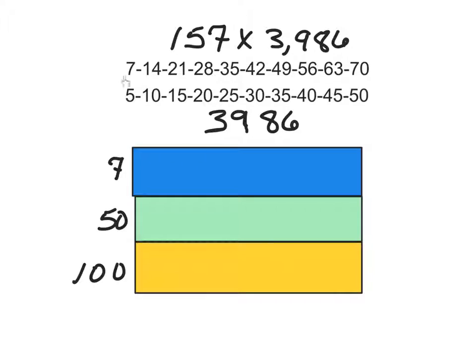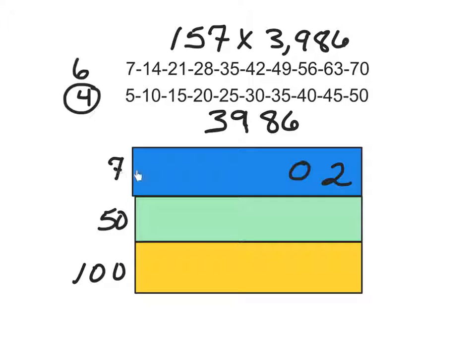Let's rock and roll here. 7 times 6 is going to give me 42. I'll drop the 2 and carry the 4, and move along. 7 times 8 gives me 56. Plus this 4 will give me 60. I'm going to drop the 0, carry the 6, and move along.